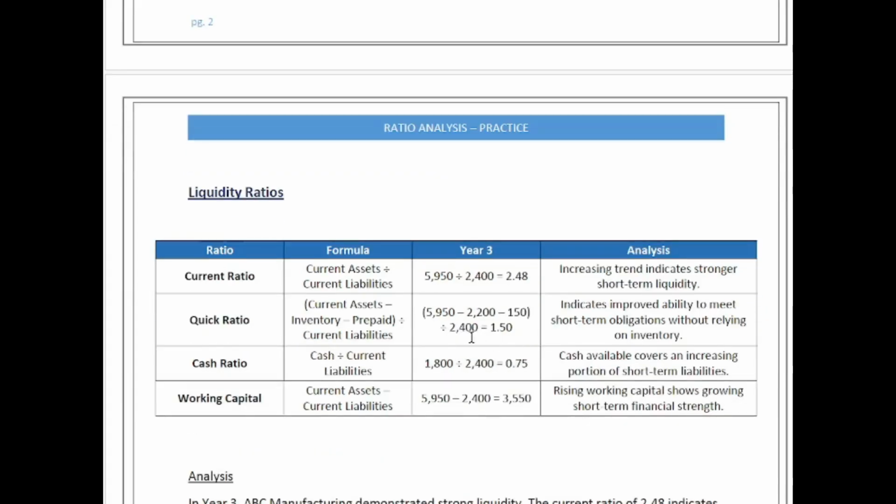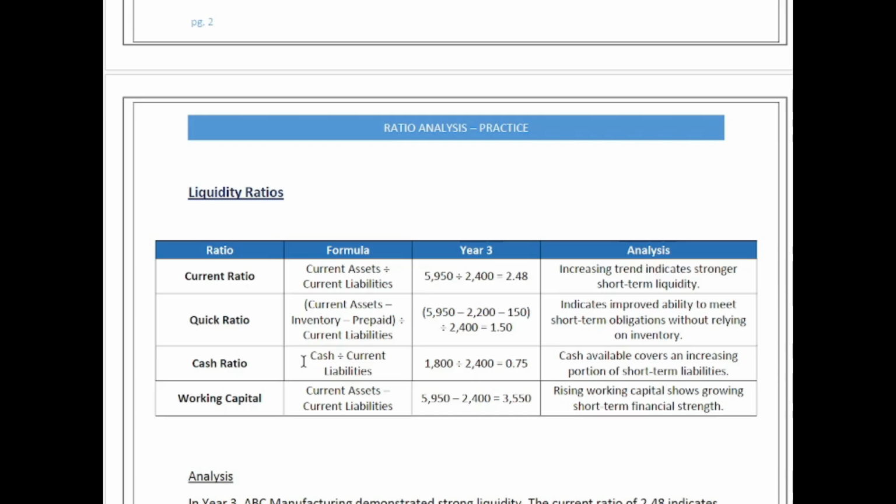So here the formula is 5,950, that is total current assets minus the inventory, again minus the prepaid expenses, divided by 2,500. That means 1.5.